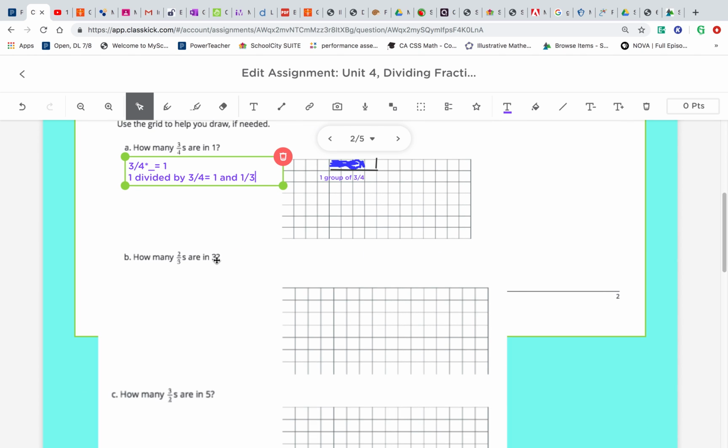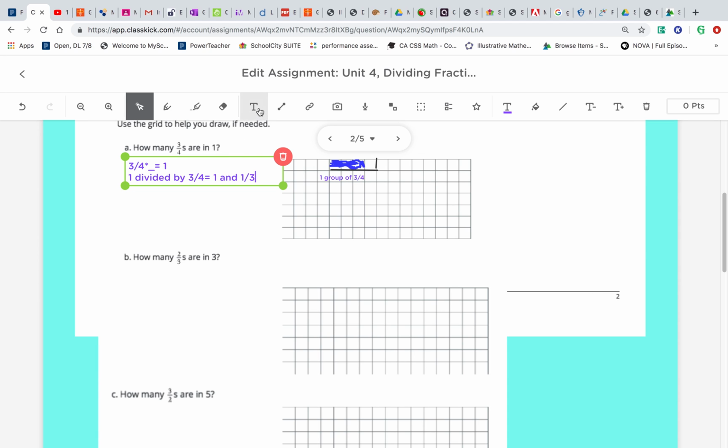So let's see if we can build off of that with the next one here. How many 2/3 are in 3? All right, so same idea. We're going to be taking 2/3 and adding them over and over again until we get to 3. If we're adding 2/3 over and over again, that's repeated addition, which means that's the same thing as multiplication, right?